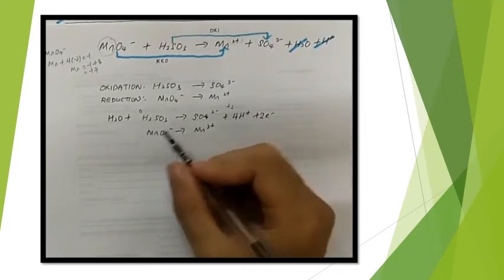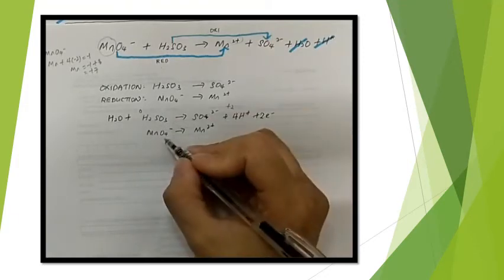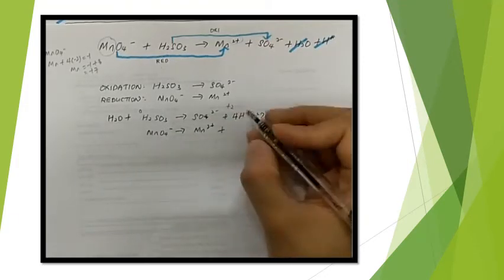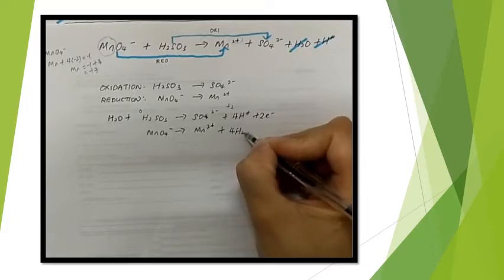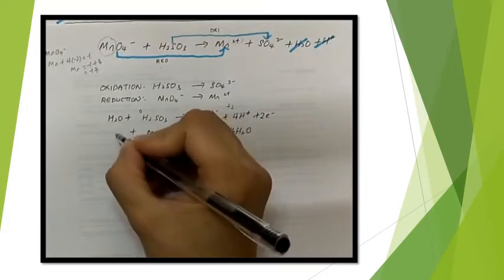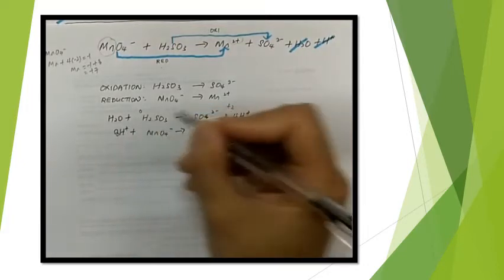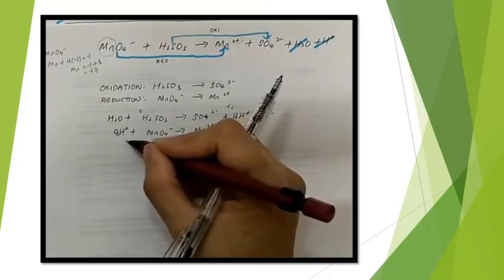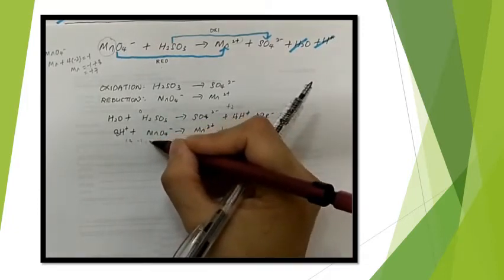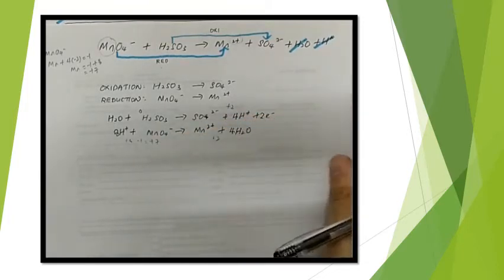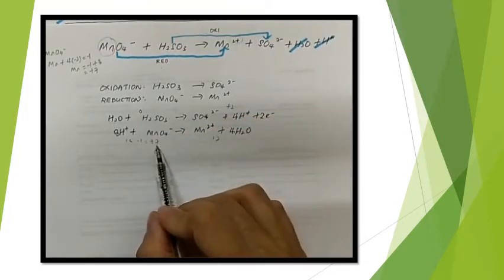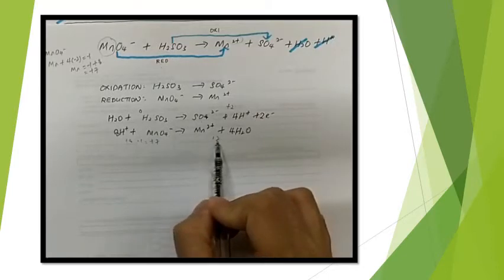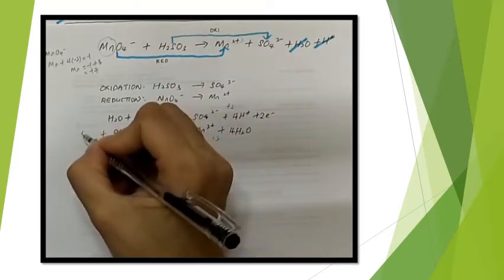Okay, for this one, Mn 1, oxygen 4, so I need to balance with 4 H2O, and then I need to balance with 8 H plus. Then I need to check the charge. The charge over here is +2, the charge over here is +8, -1, so +7. So meaning that the reactant side is more positive. I need to add how many electrons in order to get +2? So meaning I need to add 5 electrons.